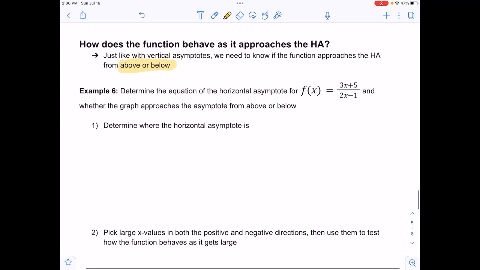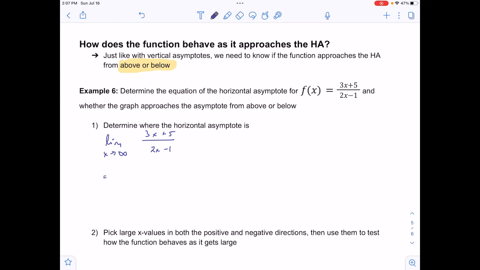Okay, so we're going to do an example here. Determine the equation of the horizontal asymptote for the function f of x equals 3x plus 5 divided by 2x minus 1, and also whether the graph approaches the asymptote from above or below. So first we need to figure out where the horizontal asymptote is, and we're going to do this by taking the limit. I need to take the limit as x approaches infinity of my function, 3x plus 5 over 2x minus 1.